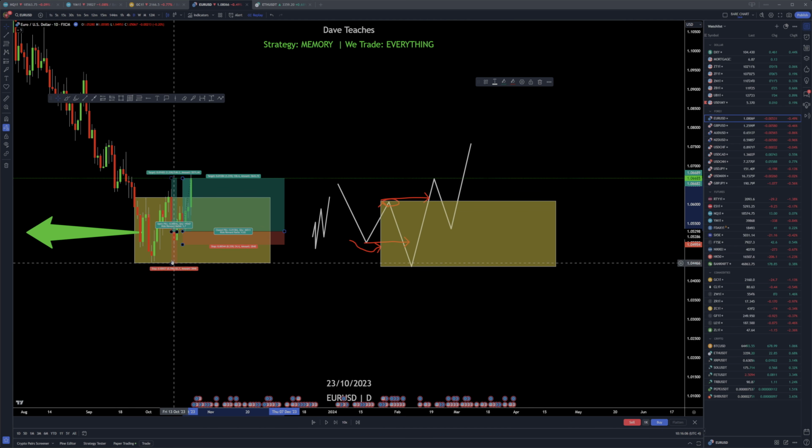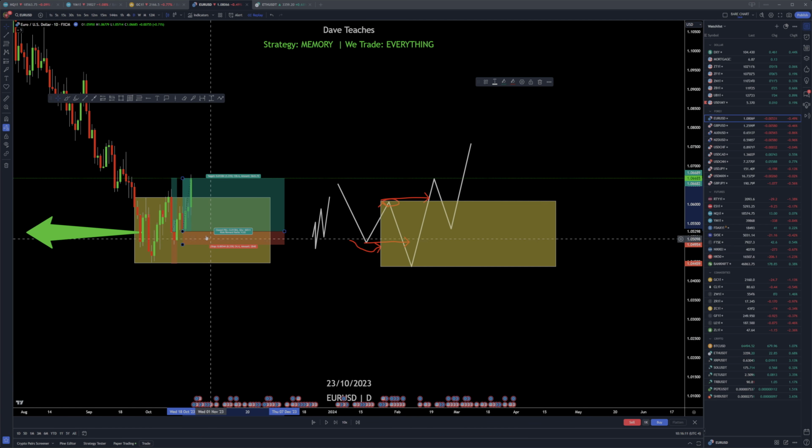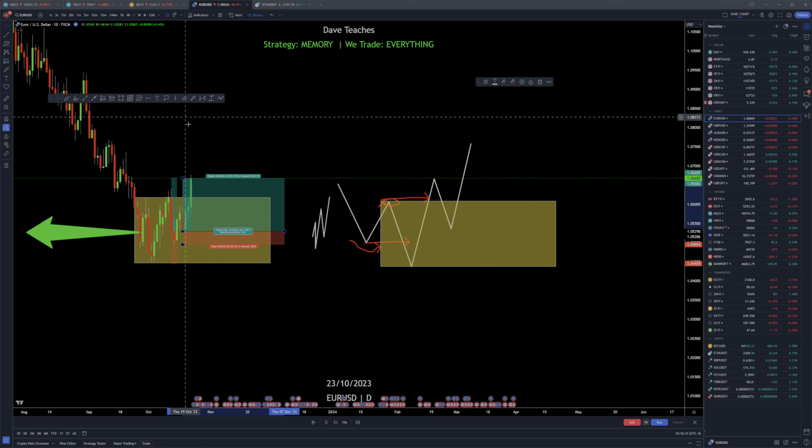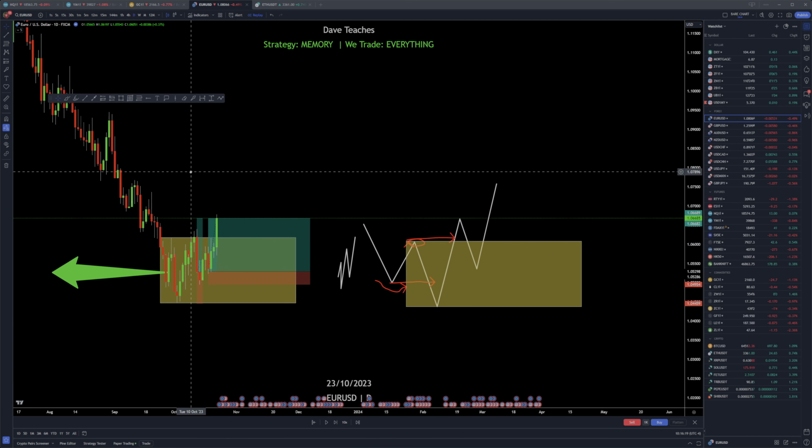So this is something that's important to pay attention to, whether you're in a higher time frame or a lower time frame, that you need to be sure you're in a higher time frame zone that price is actually going to reverse from.